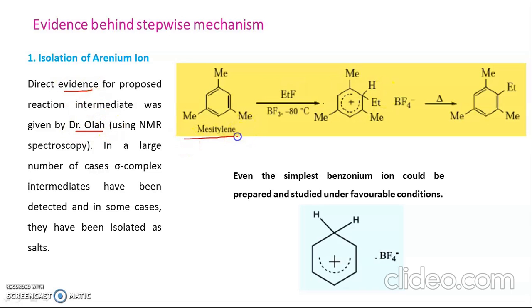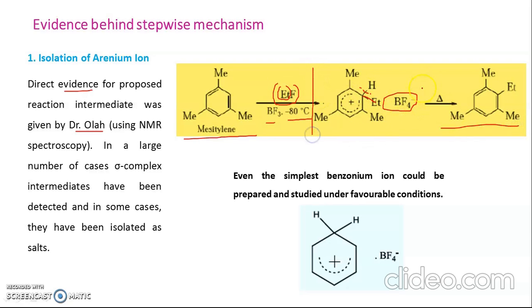So here you can see our starting material is mesitylene, a benzene ring substituted with 3 methyl groups. We are using ethyl fluoride, BF3, and a very low temperature, -80 degrees centigrade, because we want to isolate the Arenium ion, and for that obviously you have to lower the energy because it is very unstable. So temperature should be very low. Now Et is attached here. Et is actually our electrophile, Et plus, and BF4 minus is the negative counterpart, and finally this CH bond will be broken and this is the product.